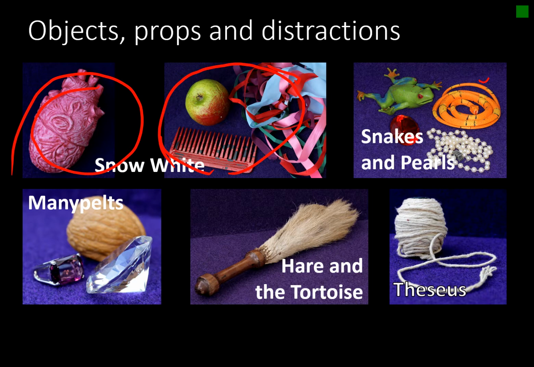Then we have, for snakes and pearls, a couple of commercially produced toys, a rubber snake, a rubber frog, but also some jewels to represent the things that fall from the two stepsisters' lips. So for the child who is kind, then pearls and jewels fall from her lips. For the child that is cruel, snakes and frogs fall from her lips.